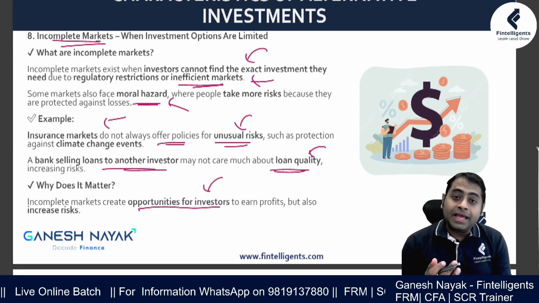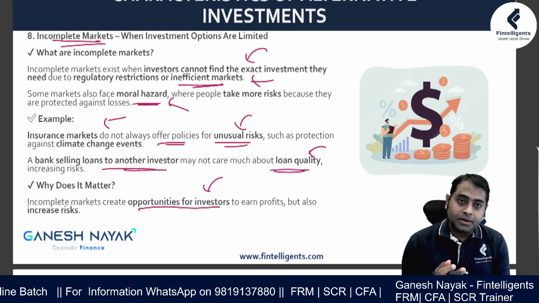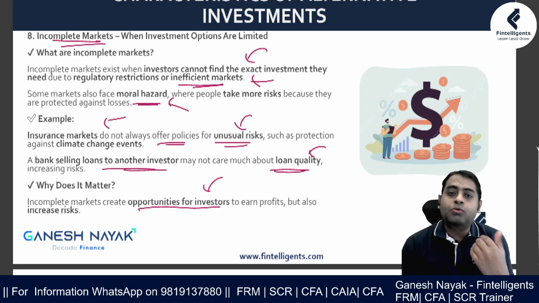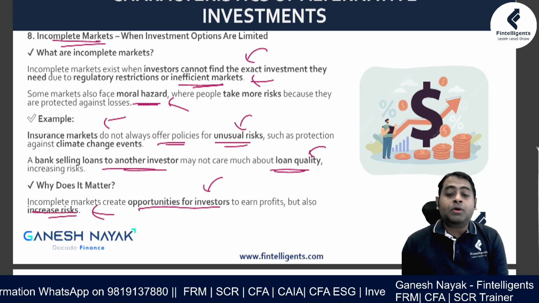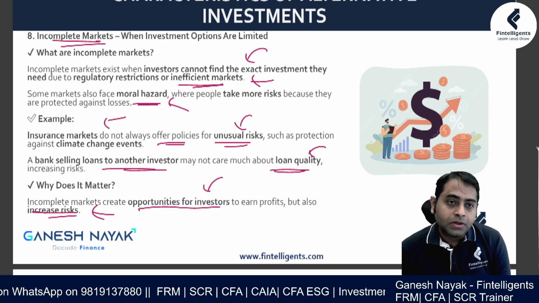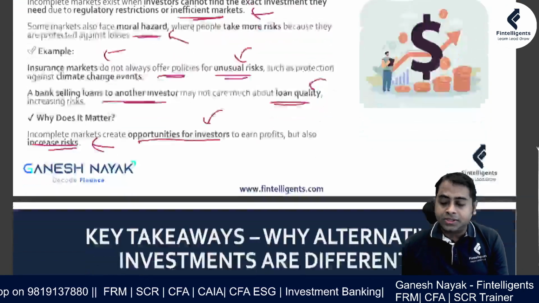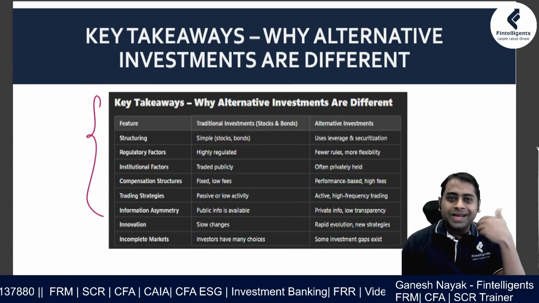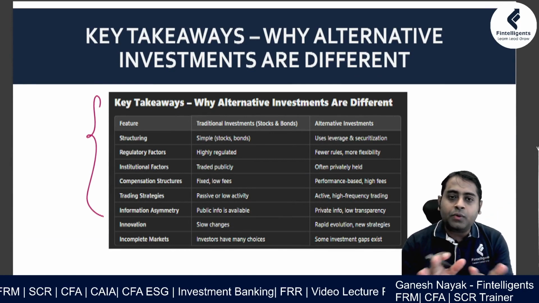Incomplete markets create opportunity for investors. People who are there at the right time, who understand the market and have the information, will be able to make more profit. By default, the alternative investment space is riskier as compared to traditional. Because there is high profit, there's going to be a slightly higher amount of risk also. So this is where we complete the 8 sections. All of this is summarized over here, so when you're reading the presentation, you can walk through this point and have a quick summary.